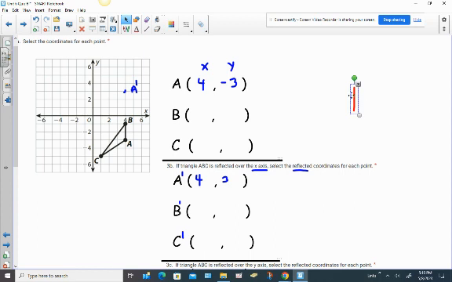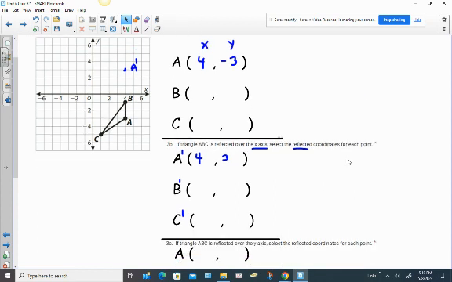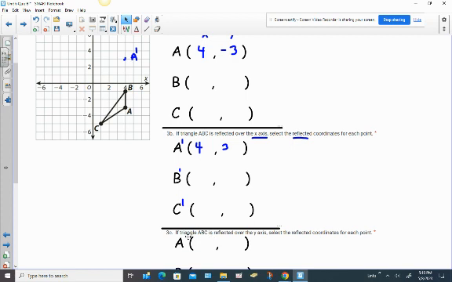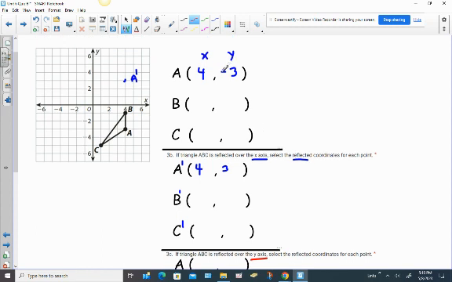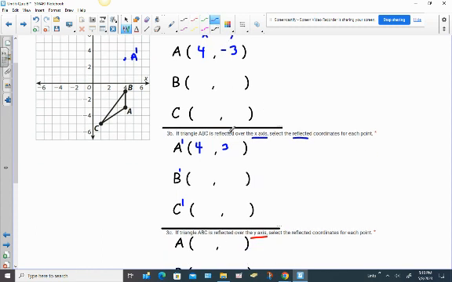All right, now what about 3C? What are they asking? It says a triangle ABC, so that's this original triangle, is reflected over the y-axis. Select the reflected coordinates for each point. So if reflecting over the y-axis, that means we keep the y term the same. So the same would be a -3, and we change the x to its opposite. So this is a 4. The opposite of that would be -4.